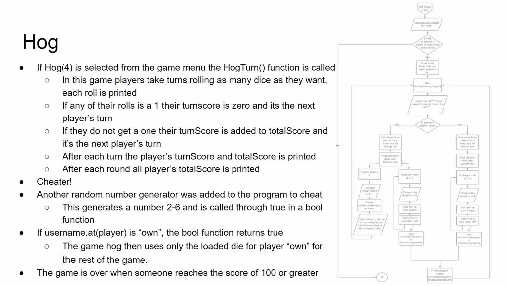And to add some more variation, I added a cheater function where if my name is spelled wrong and it's OWN, then it rolls a separate die that is only 2 through 6. That way you never get a 1 and the turn score never resets, so you get to 100 faster.